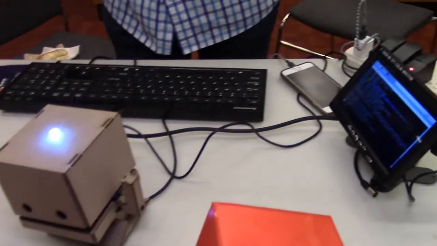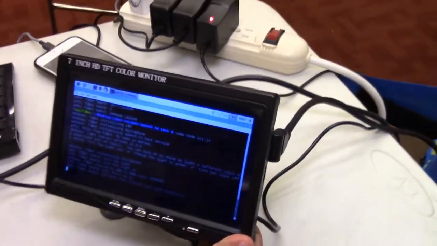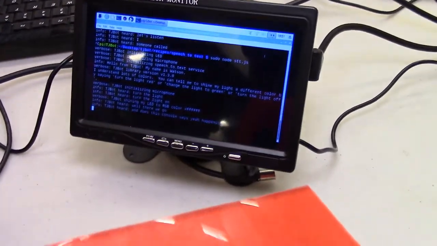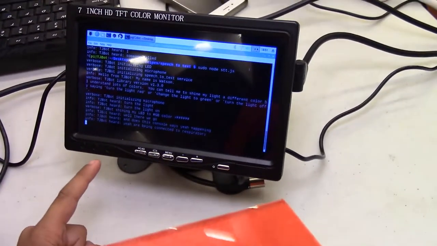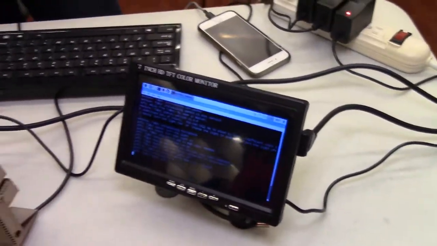And does this console say what's happening? Yep. Or it's just a screen connected to the Raspberry Pi? Turn the light off. Oh, yeah. Oh, there we go. Awesome.